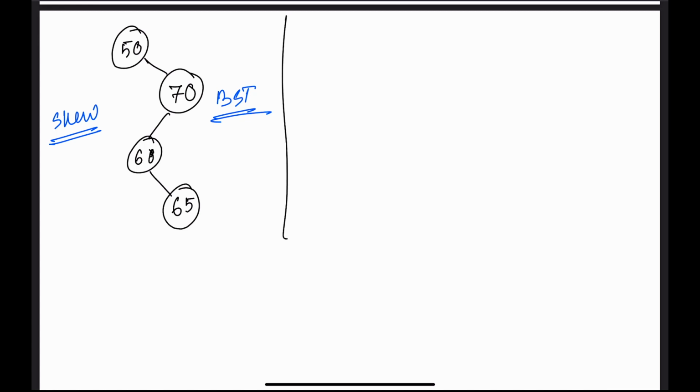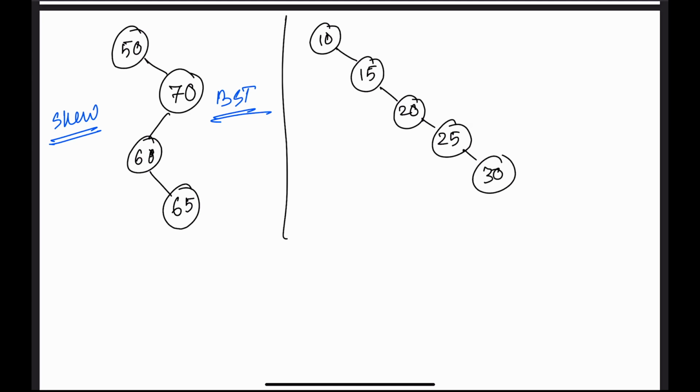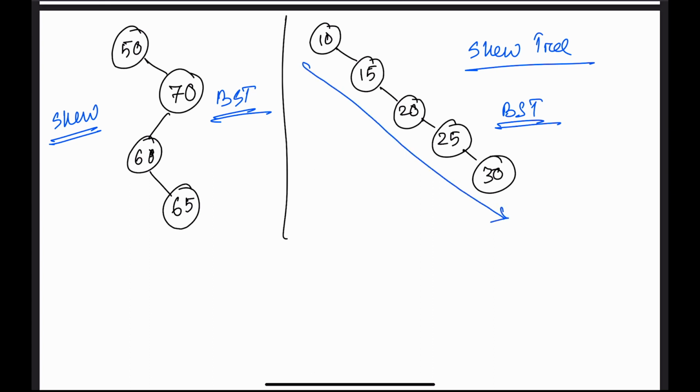Now another example could be like this. For example, it is 10, 15, 20, 25, 30. This is also a skew tree. Yeah, but also a binary search tree, because all the elements are in the ascending order here.